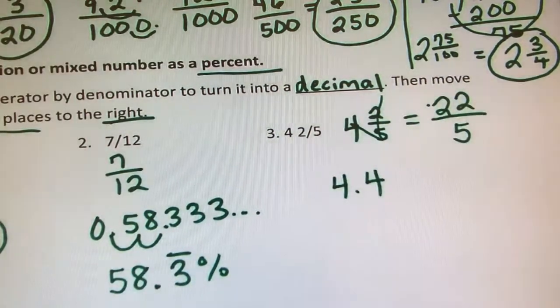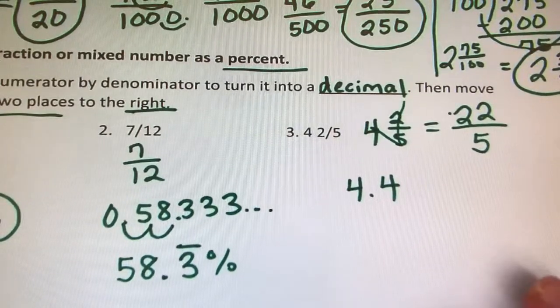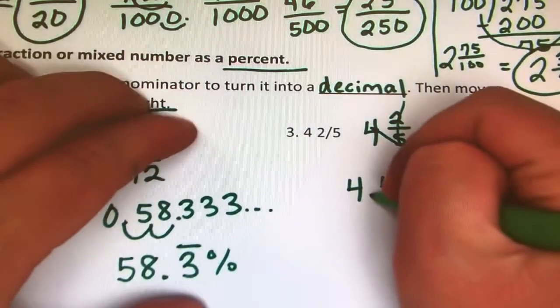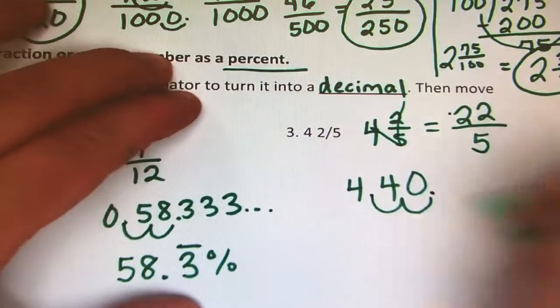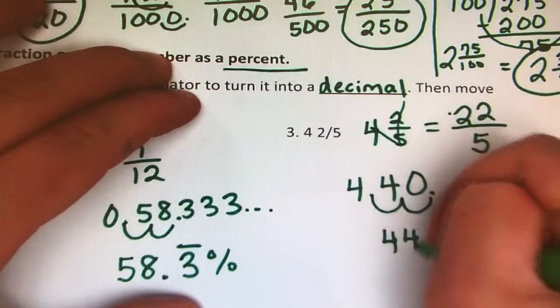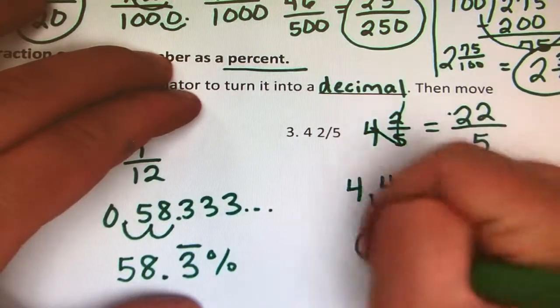Okay, but I'm not going to circle that, right? Because right now that's just a decimal. To make it a percentage, I need to move it 2 places to the right. 1, 2, put a 0 in the empty spot. So I'm going to clean this up and write it as 440%. Okay, last page.